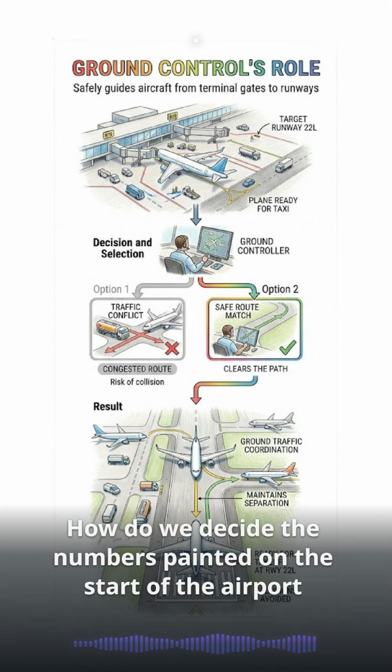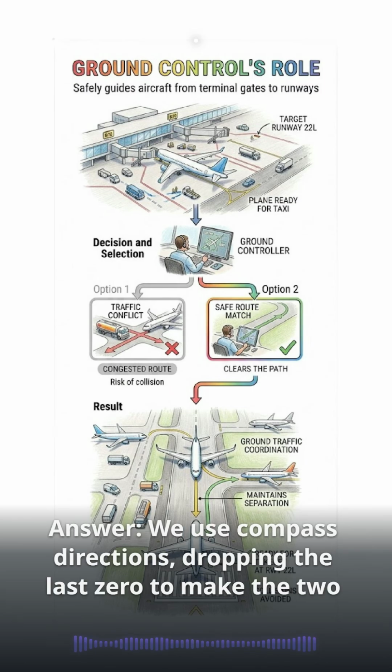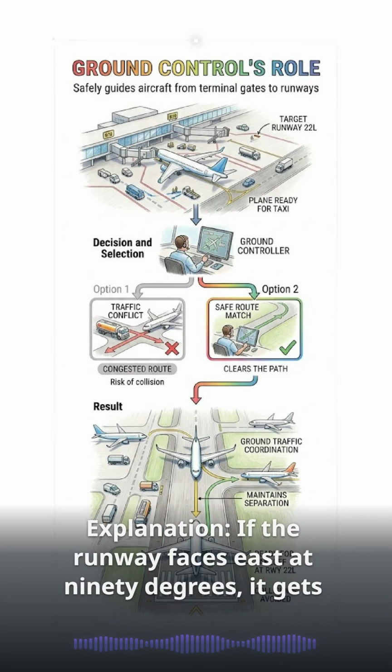20. How do we decide the numbers painted on the start of the airport runways? We use compass directions, dropping the last zero to make the two-digit runway number. If the runway faces east at 90 degrees, it gets painted with a big number 9.